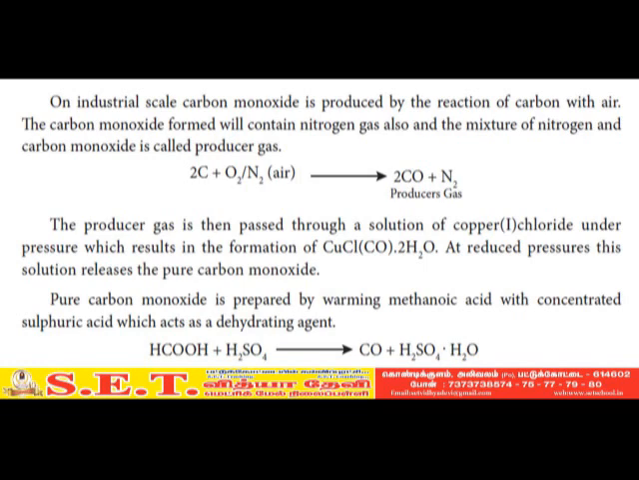The methanoic acid is treated with concentrated sulfuric acid, which acts as a dehydrating agent. It removes the water from the acid, so after removal of the water we get carbon monoxide and water. The sulfuric acid does not take part in the reaction, it only removes the water. So the formic acid decomposes into carbon monoxide and water.